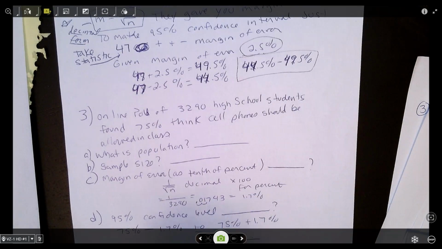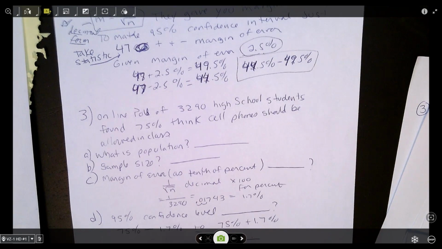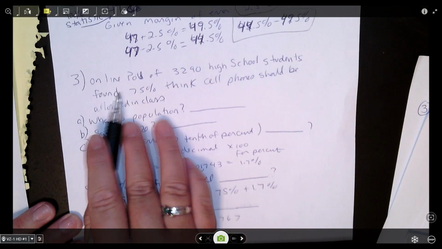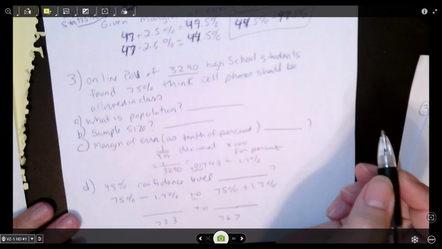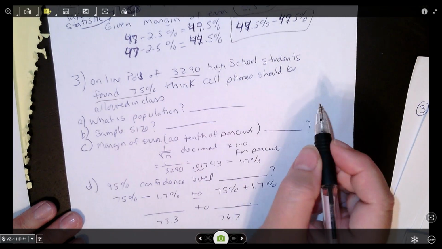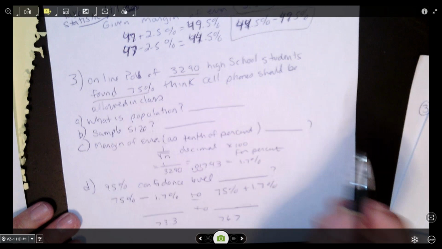Okay? And what I'm telling you is do these questions because it's a very long series of questions and they are very easy. It's just you're not familiar with the language. So let's go through one while we have a chance. This is number 3. An online poll of 3,290 high school students found 75% think cell phones should be allowed in class. What is the population?